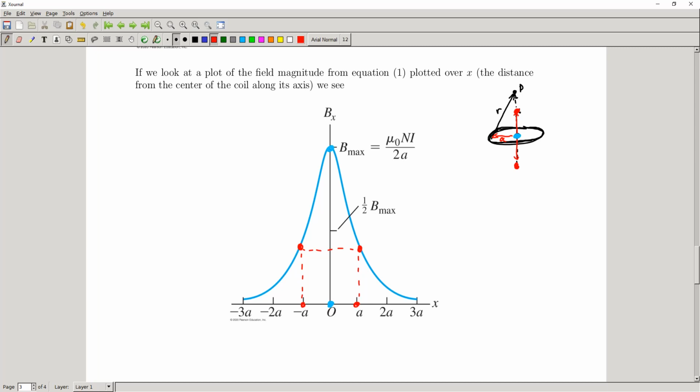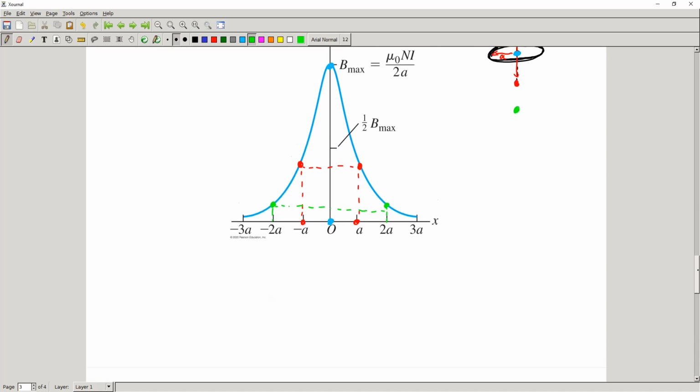And if we move out to 2A, I guess I'll only do one more of these, if we move out to 2A in this direction or 2A in this direction, we're going to end up with some much less intense magnetic field out here, right? So we can see that the magnetic field is strongest at the very center of the loop, and as we move out along the axis, and we have to stay on that axis because our expression is only valid along this axis, we can see that the magnetic field strength dies off quite quickly, okay?